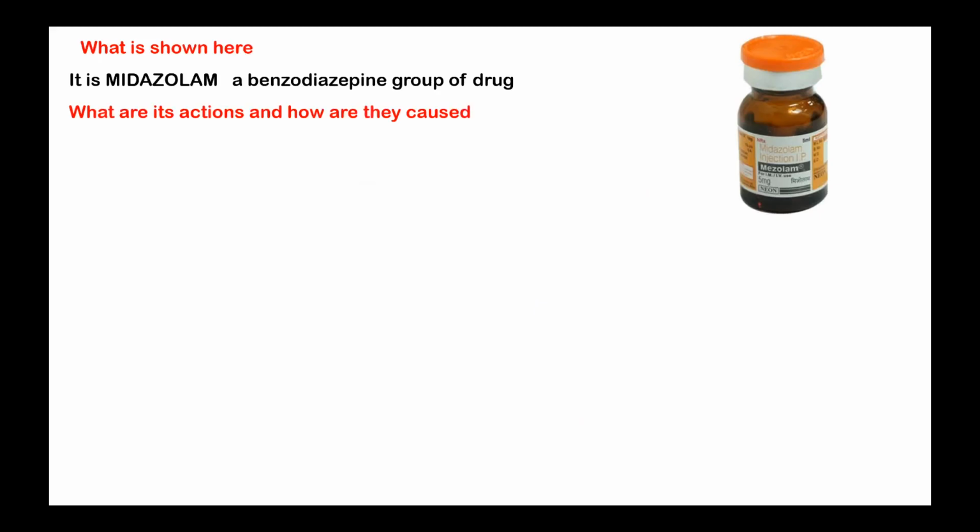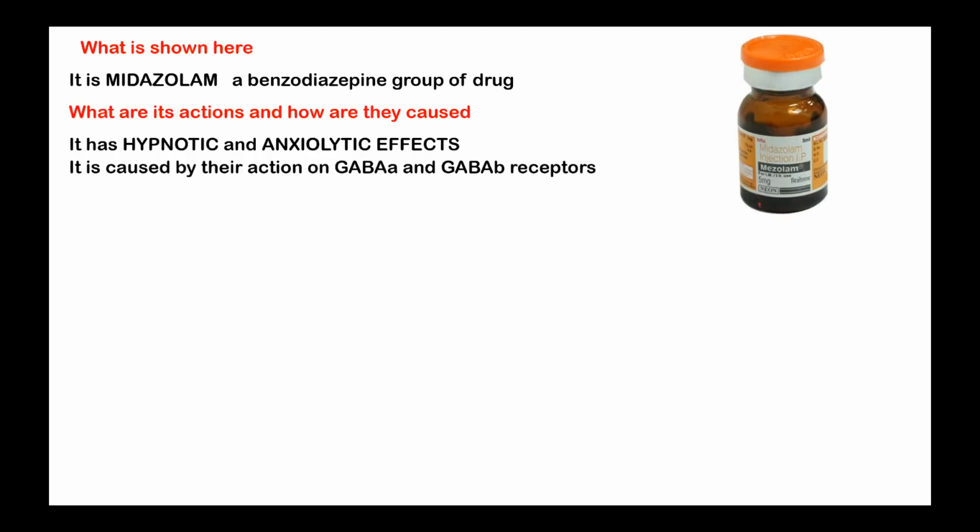What is shown here? Midazolam injection vial. Midazolam, benzodiazepine group of drugs. What are its actions and how are they caused? GABA A receptor, increased chloride conductance. Hypnotic and anxiolytic effects, caused by GABA A and GABA B interaction.